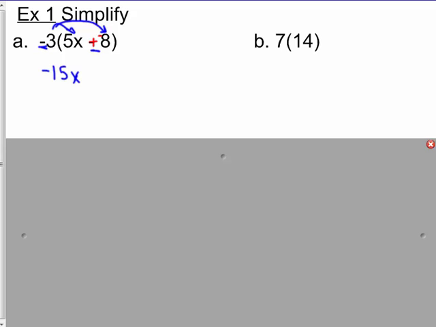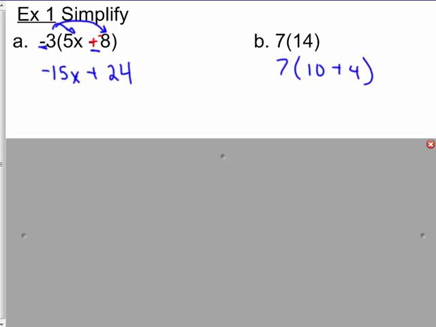Either way, I'm going to take a negative 3 times a negative 8. Negative times a negative would be a positive, so I get a positive 24 here. In B, I have 7 times 14. Now, if you wanted to try to do that in your head real quickly, it might give you some issues here.